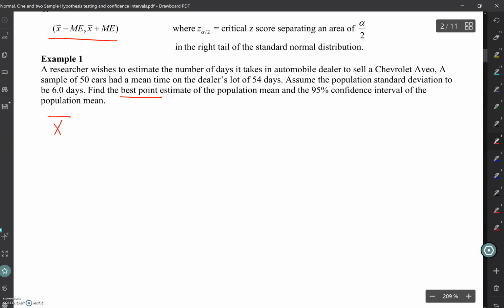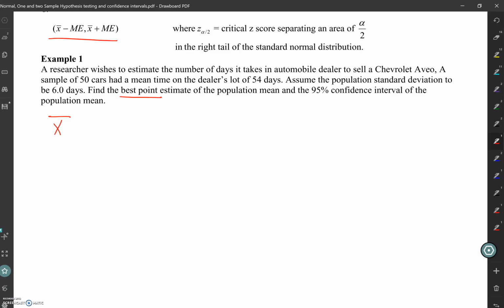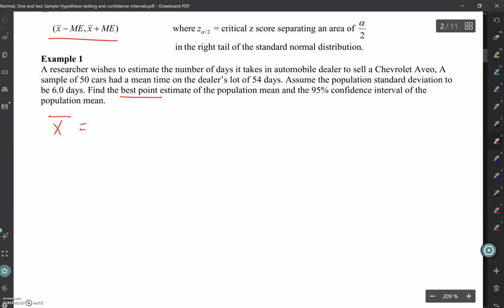So we've got to figure out what it is. What number in here is my x bar? 54. The amount of days it sits on the dealer's lot. 50 is what? Sample size. And 6 is standard deviation. All right. Now, for the second part, this is my best point estimate because it's the only one I've got.